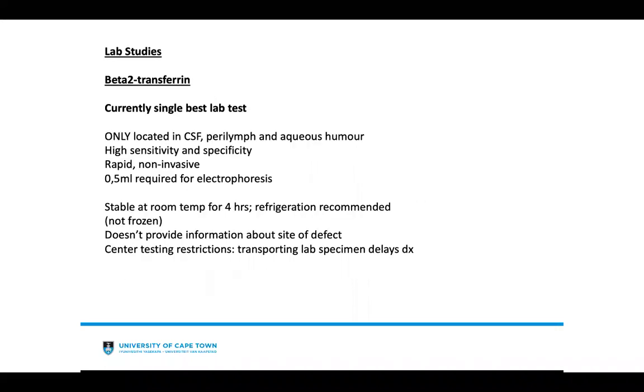Then beta-2 transferrin. Currently this is the single best lab test because it's only located in CSF, perilymph, and aqueous humor. So it's highly sensitive, highly specific, it's rapid, it's non-invasive. You only need about 0.5 mils required for electrophoresis. It can actually stay stable at room temperature for up to 4 hours. So your patient, if they're collecting it at home, can collect it and put it in the fridge, but the specimen should not be frozen.